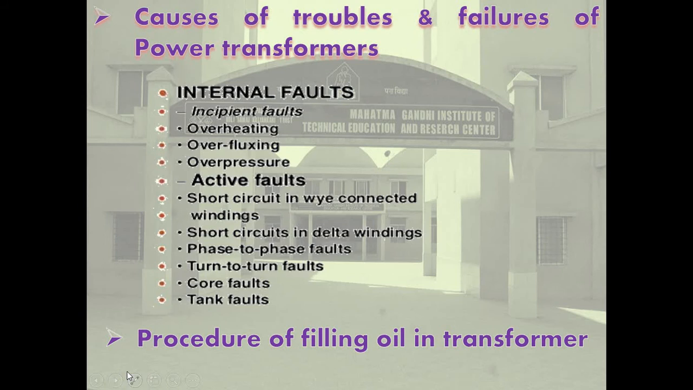Now, causes of troubles and failure, various types, in power transformers. First is internal fault. Internal faults like incipient fault, overheating, overfluxing, overpressure. And active faults like short circuit in star connected, Y connected windings, short circuit in delta windings, phase to phase fault, turn to turn fault, and core fault and tank fault.